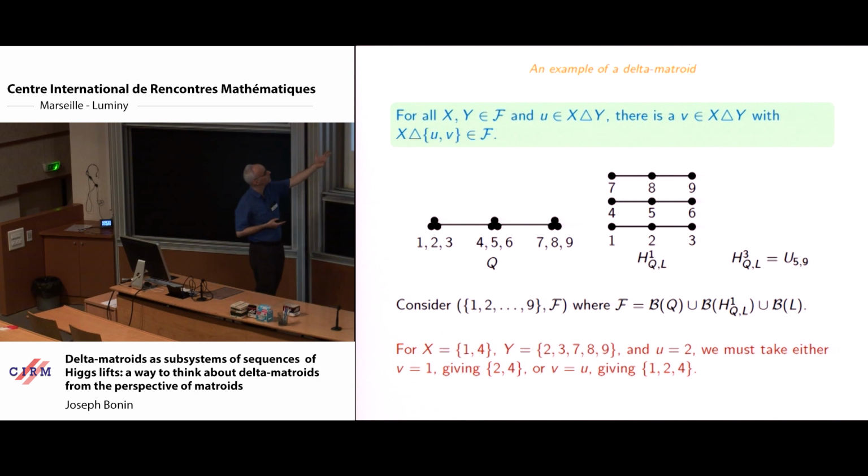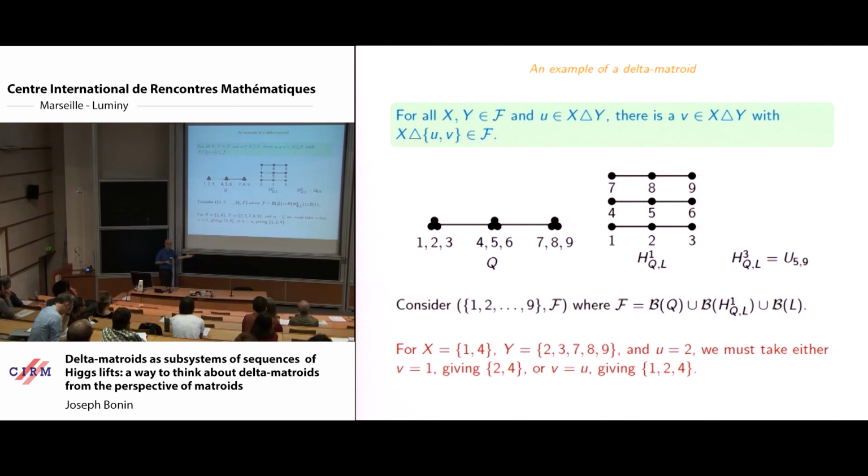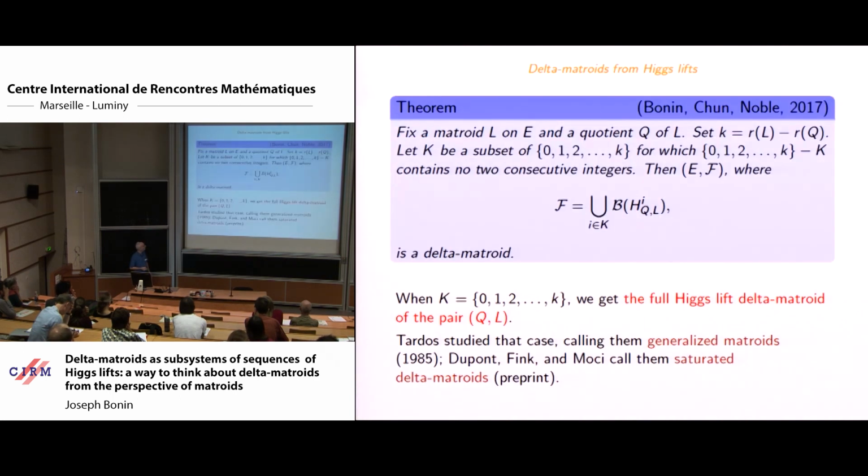So X is a feasible set because it's a basis of Q. Y, this 5-element set, well, that's the basis of the uniform matroid. U is just in Y. And, well, let's see, I could do a couple things. I could go to 1, 2, 4 because that's a basis of the first Higgs lift. Okay? I can't add another element because I didn't put any rank 4 matroid there. But I can actually do an exchange, and I can exchange to get 2, 4, which is a basis of Q.